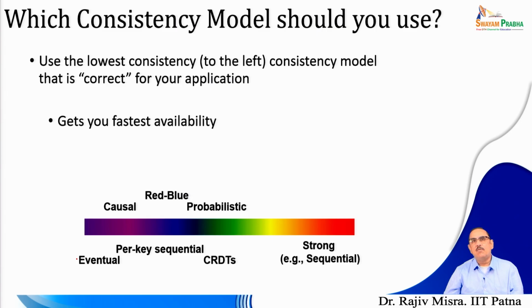Now, which consistency model should you use? So, with the lowest consistency to the left, that is the consistency model that is correct for your application and gets you fast availability.